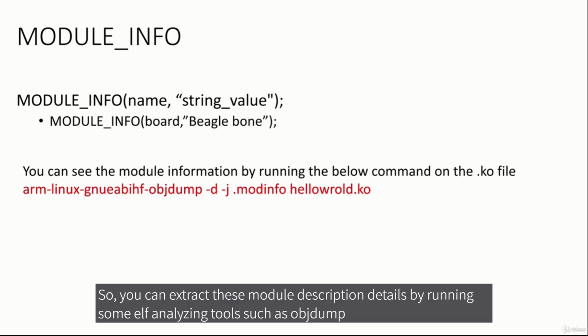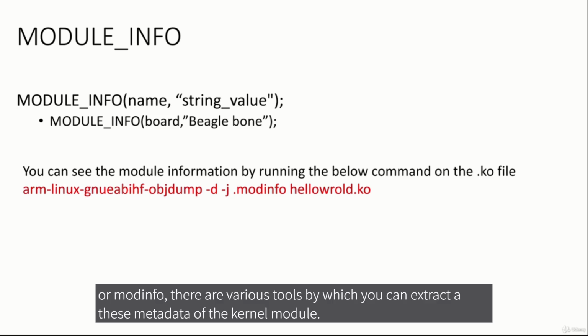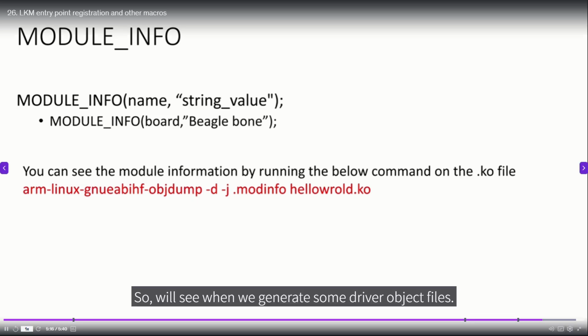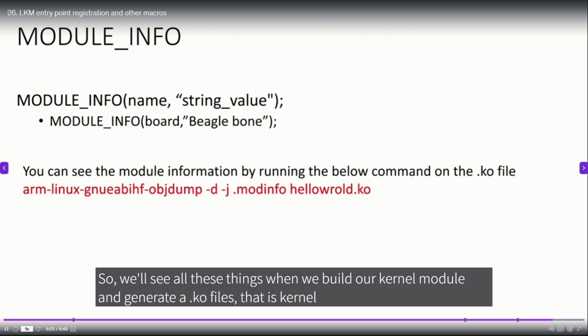So you can extract these module description details by running some ELF analyzing tools such as objdump or modinfo. There are various tools by which you can extract this metadata of the kernel module. So we'll see when we generate some driver object files. We'll see all these things when we build our kernel module and generate a .ko file, that is kernel object file.